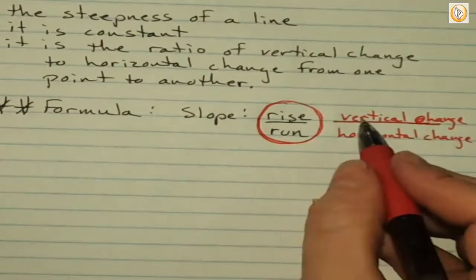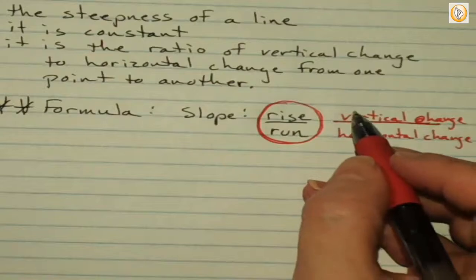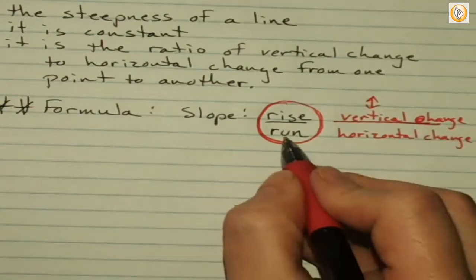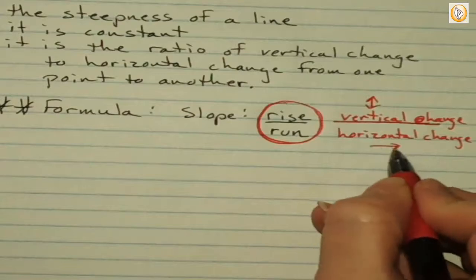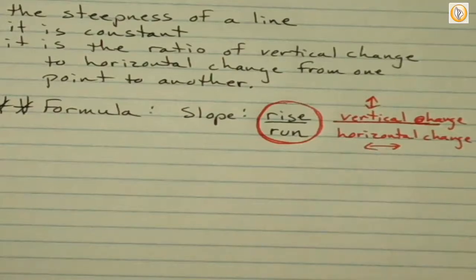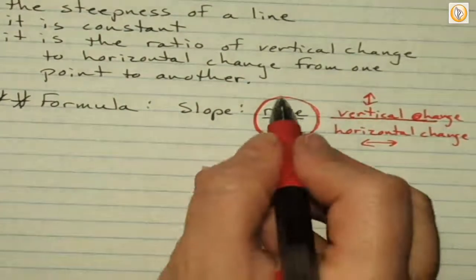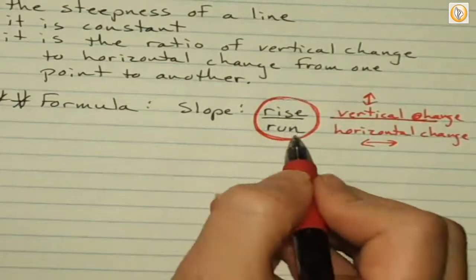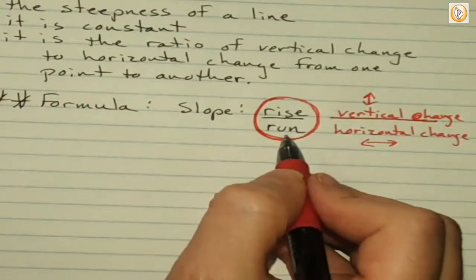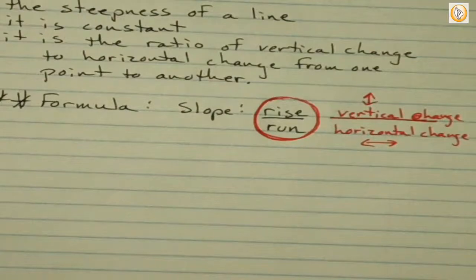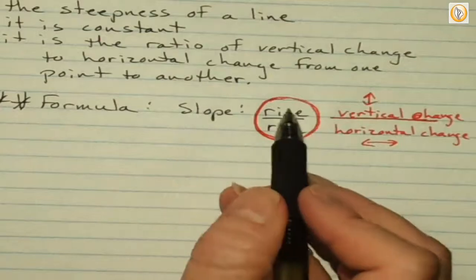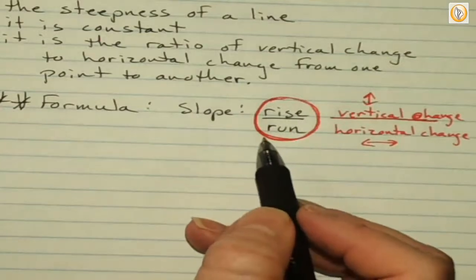When it says rise, that doesn't mean just going up. Vertical change is up and down. Run, the horizontal change, is side to side. But it's rise over run. It means you go up and down first, and then your run, your side to side. And I'm going to get y'all to where you understand these. But to find the slope, it's rise over run.